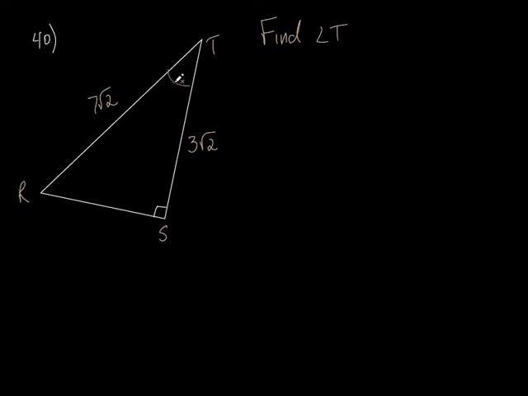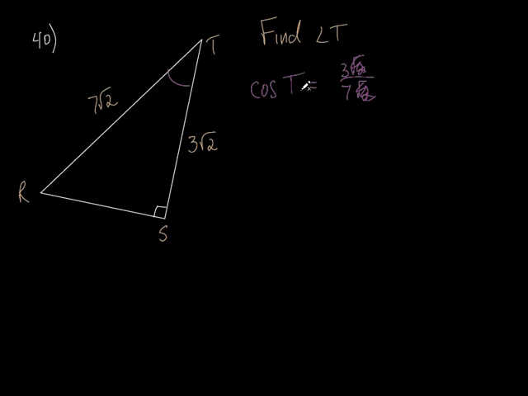I'll go a little quicker this time. So what do we have? We've got adjacent, we have hypotenuse. Adjacent and hypotenuse is cosine. So it's the cosine of the angle that we're looking for. So the cosine of angle t equals the adjacent, which is 3 square root of 2, over the hypotenuse, which is 7 square root of 2. The square roots of 2 just cancel, so it makes it a little bit easier for us on the calculator.